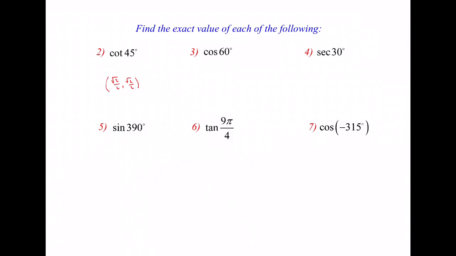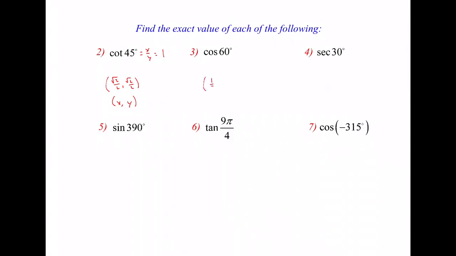So cotangent of 45, our ordered pair is square root of 2 over 2, comma square root of 2 over 2. Cotangent is x over y because it's the reciprocal of tangent. And remember, tangent is sine over cosine, which is y over x. So cotangent would be x over y, which is square root of 2 over 2 divided by square root of 2 over 2, which is 1.